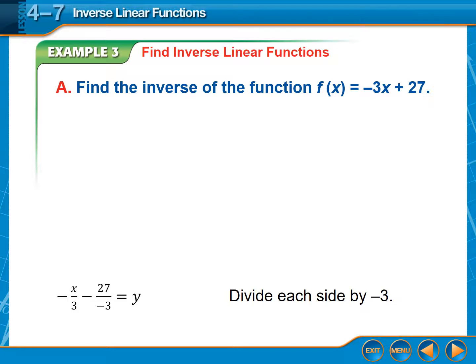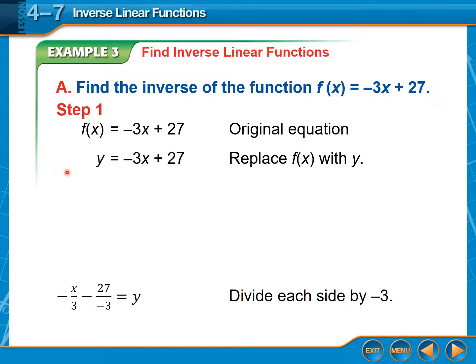All right, so the first example. Find the inverse function of f of x is equal to negative 3x plus 27. So this is our function. F of x is negative 3x plus 27. Our first step is to write the original equation, and instead of using f of x, we're going to replace f of x with the variable y. So y is equal to negative 3x plus 27. This just makes it easier for us to see what we're switching around.